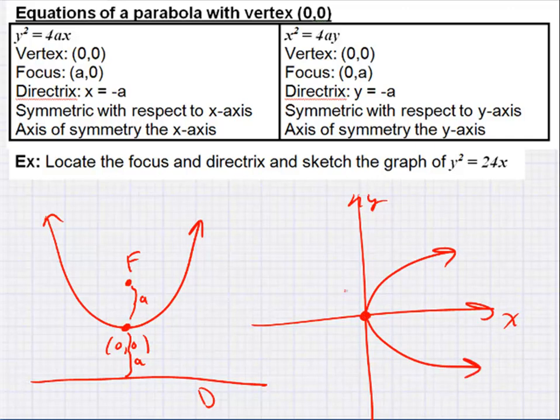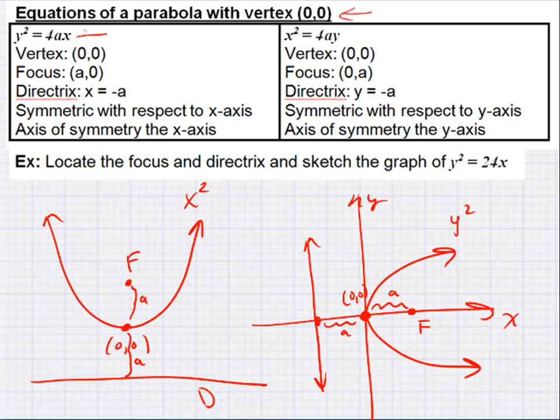Still the vertex is 0, 0, but now my focus is going to be here and my directrix is going to be here. This distance is still going to be a, but that's going to change the coordinates of the focus and directrix because everything's sort of turned sideways. The difference is here my y is being squared, here my x is being squared. So we have some equations of a parabola where the vertex is 0, 0.